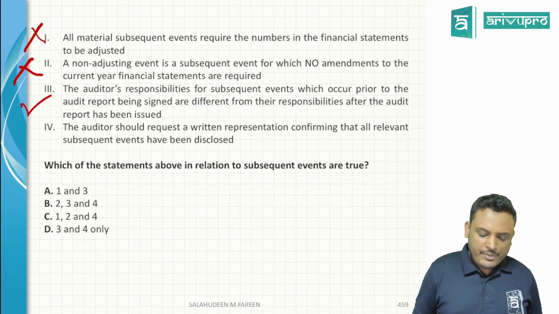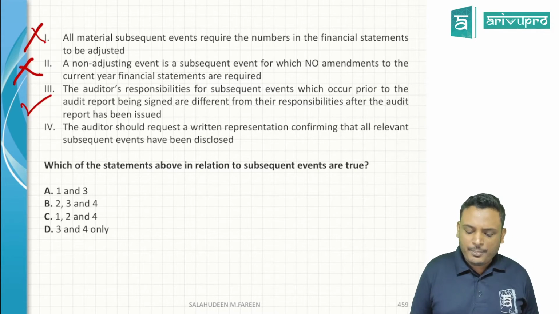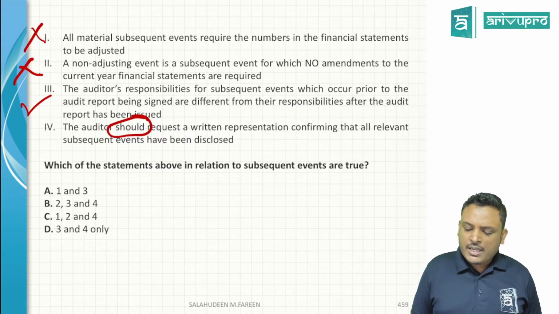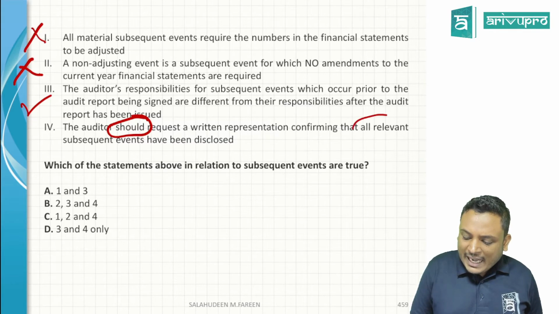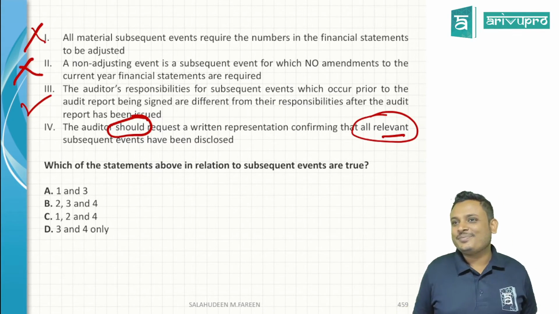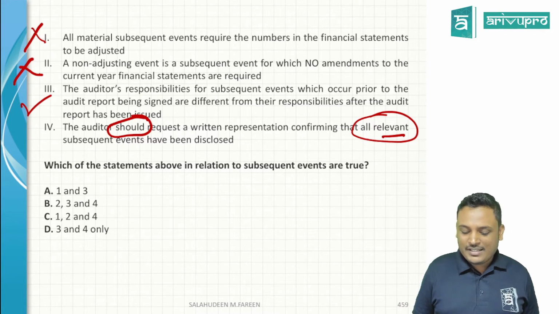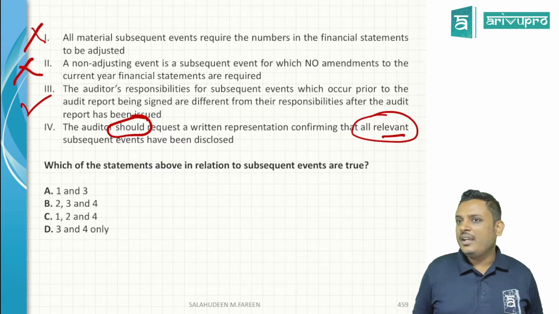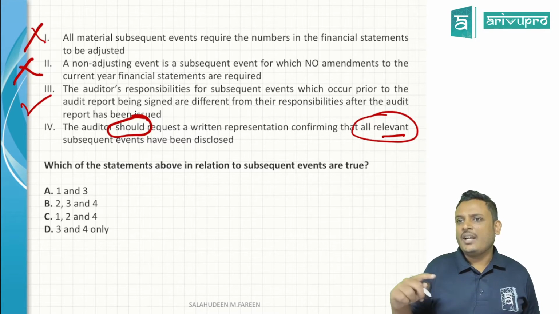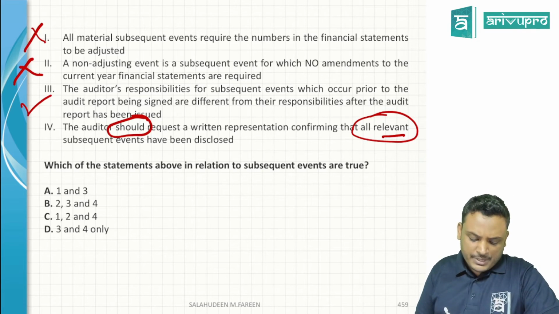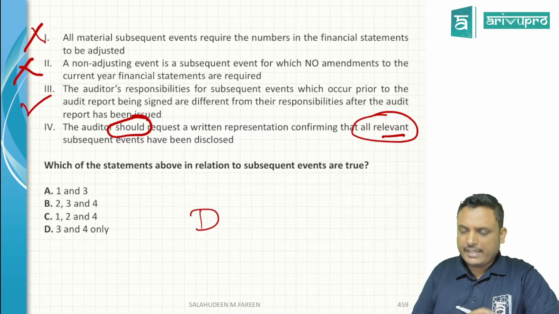That is correct. The auditor should request a written representation. See the word, the auditor should request a written representation confirming all relevant. If that word relevant is not there, this is wrong. Not all subsequent events. All relevant subsequent events have been disclosed. Right? Adjusting events need to be adjusted. Relevant events need to be disclosed. So that statement is correct. D. Correct answer is D.